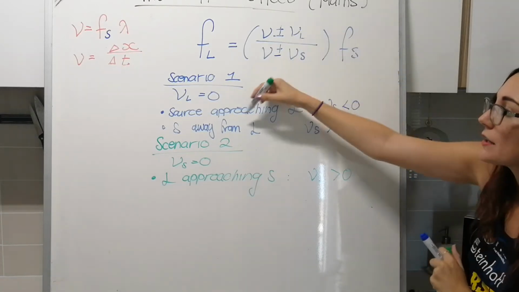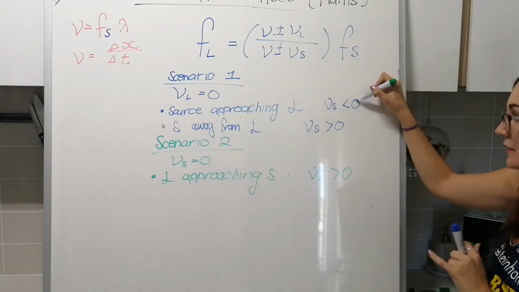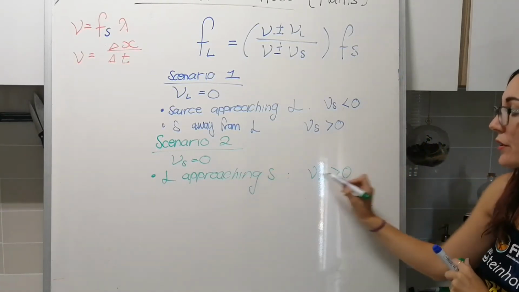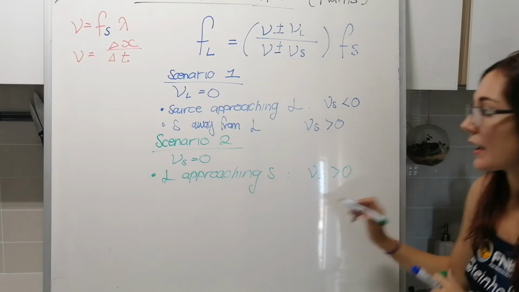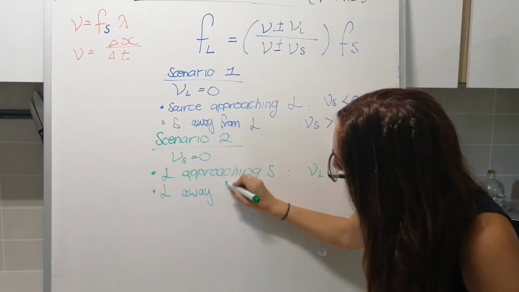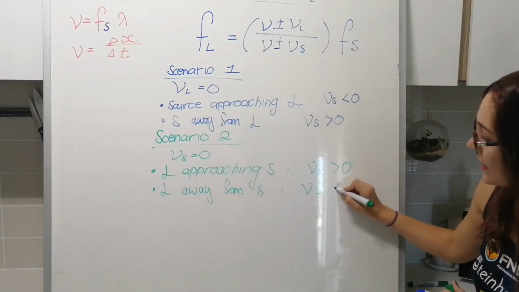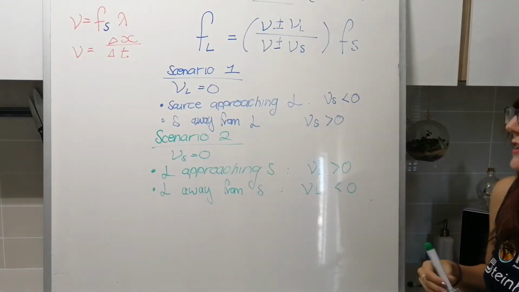Okay, for scenario 1, if it's approaching, the velocity is negative. For scenario 2, approaching, the velocity is positive. And then if the listener is moving away from the source, then we will say that the velocity of the listener is negative. Okay, so up to you.